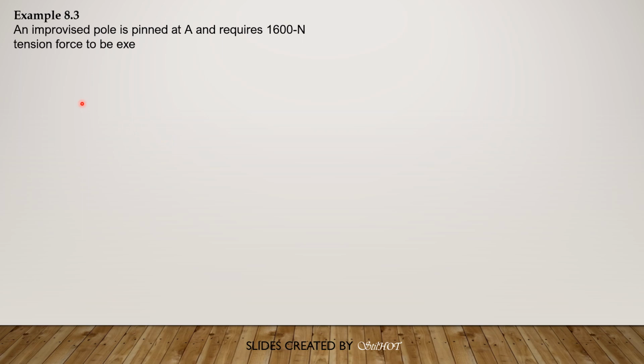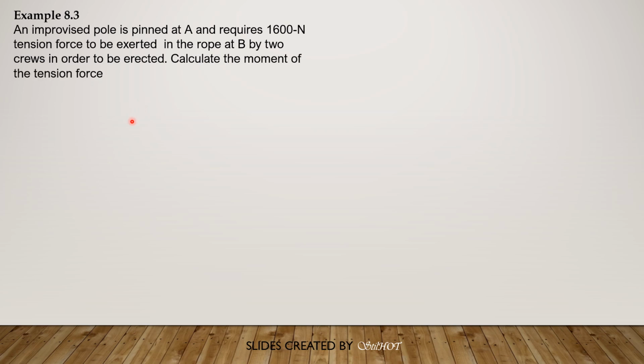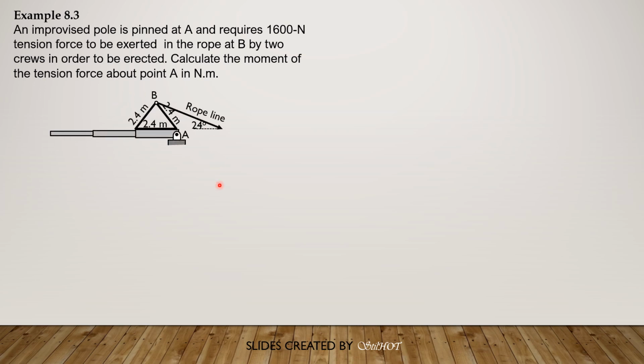Then next example, 8.3. An improvised pole is pinned at A and requires 1,600 newton tension force to be exerted in the rope at B by two crews in order to be erected. Calculate the moment of the tension force about point A in newton meter. So this is the figure, and there are two ways to solve this, but I'll present the direct method. I want you to solve this again using Varignon's theorem.